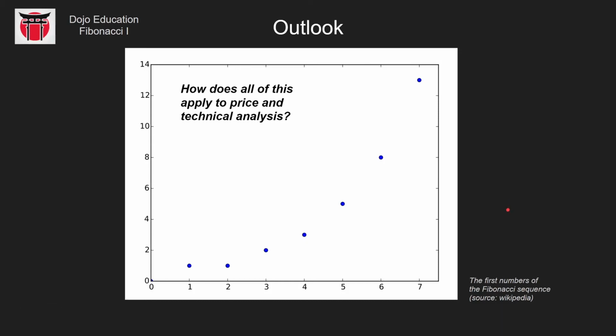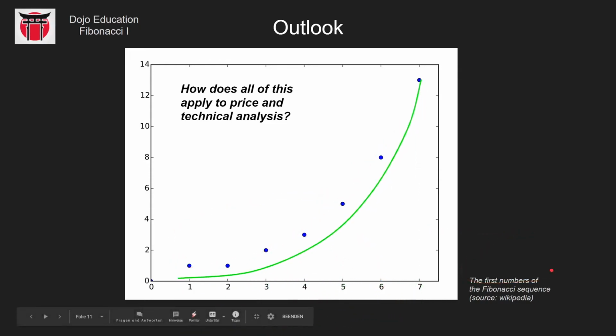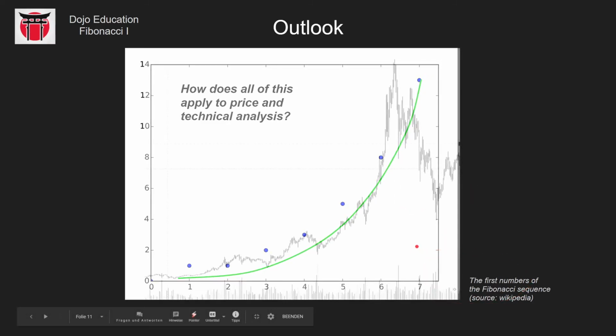That leads us to the question of how this all applies to technical analysis. What you see here is a basic chart that plots the Fibonacci sequence upwards. If we add this, it already resembles what we are used to looking at as a parabola. And if we overlay that with a price chart, I believe I use Bitcoin for this, then you can already see what we are getting at here.